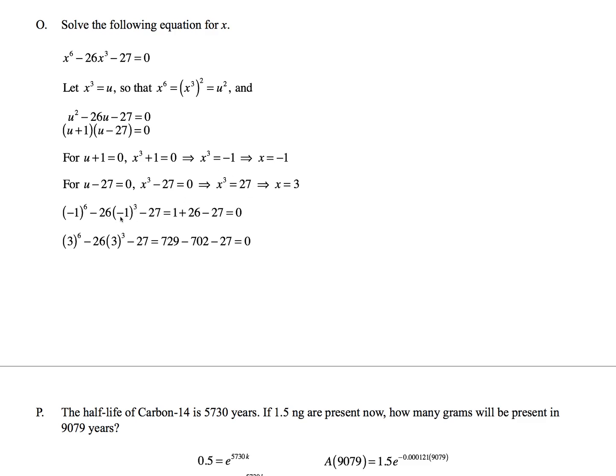And so negative 26 times negative 1 is positive 26. And then we subtract 27, and that does give us 0, as in this original equation. Now, 3 to the 6th is 729. I don't know about you, but I needed my calculator for that. And 26 times 3 cubed, which is 27, is 702. There's a negative in front of that, so this is 729 minus 702, which is positive 27. And then at the end of the equation, we're subtracting 27, so once again that gives us 0. So both of these solutions check.